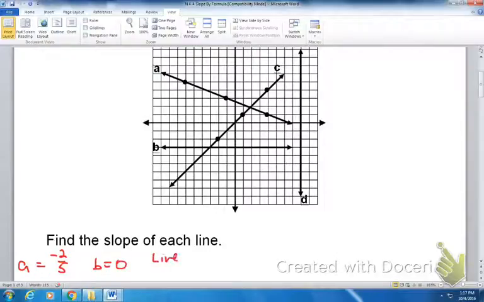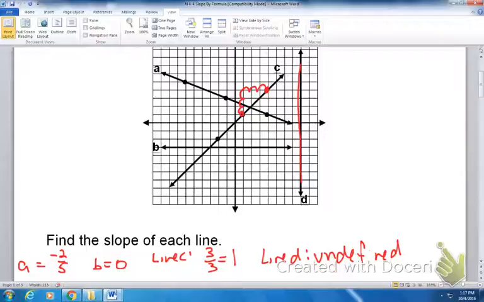Now I have line C. There we go. Line C, I'm going to use these 2 points, but I could pick any. Looks like I have 1, 2, 3 for the rise, and 1, 2, 3 for the run. So that's 3 over 3. It's moving up and to the right, so it's positive, but I can simplify 3 over 3 to 1. And then our last one is line D, which is a vertical line, which we know is going to be an undefined slope.